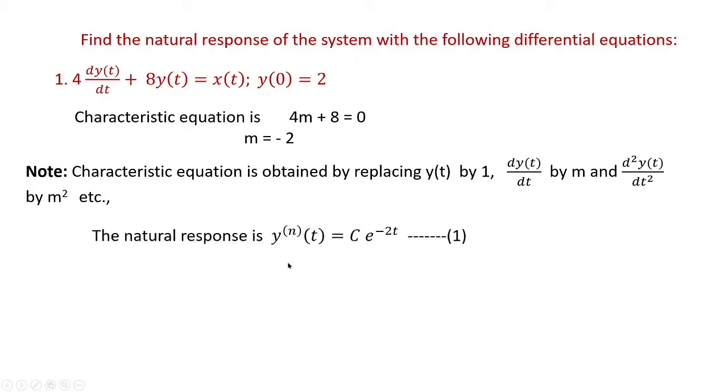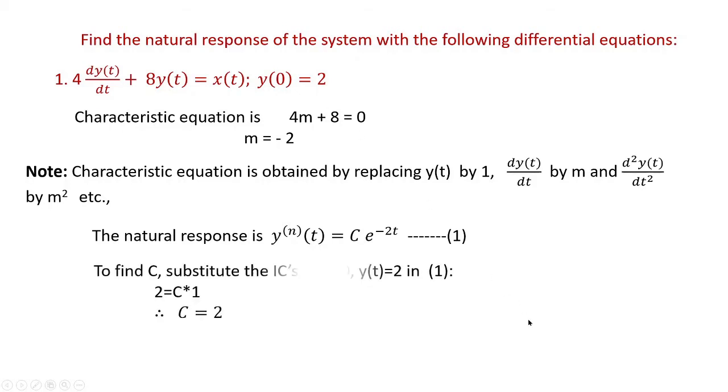So the nature of the natural response is of the form some constant c into e to the power of minus 2t. Here c is the constant. To evaluate the constant, we make use of the initial condition y of 0 is equal to 2. So substitute the initial condition, that is at t is equal to 0, y of t is equal to 2. So when you put t is equal to 0 in equation 1, on the right hand side e to the power of 0 becomes 1.